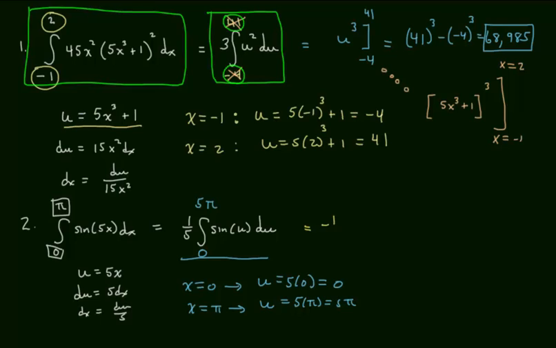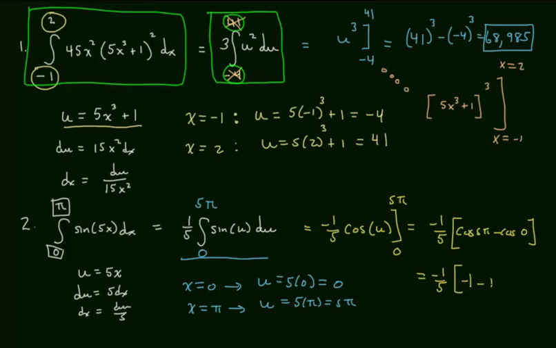So negative 1/5, because the antiderivative of sine is negative cosine, from 0 to 5 pi, and this will be negative 1/5 times cosine 5 pi minus cosine 0, which gives us negative 1/5 times negative 1 minus 1, which is 2/5.